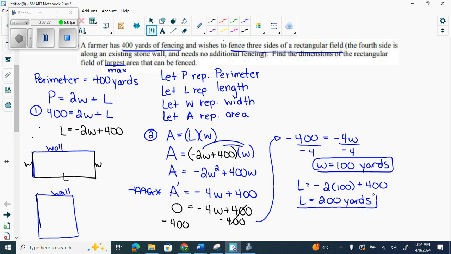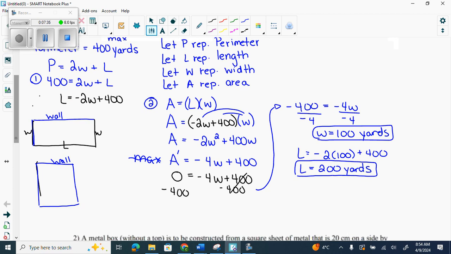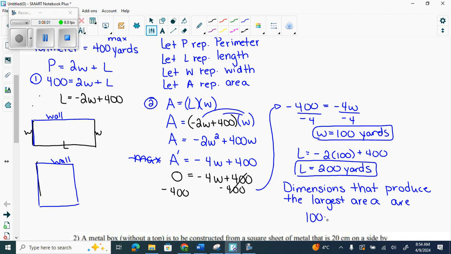So they often ask one of two questions. The dimensions that produce the largest area are 100 yards by 200 yards.